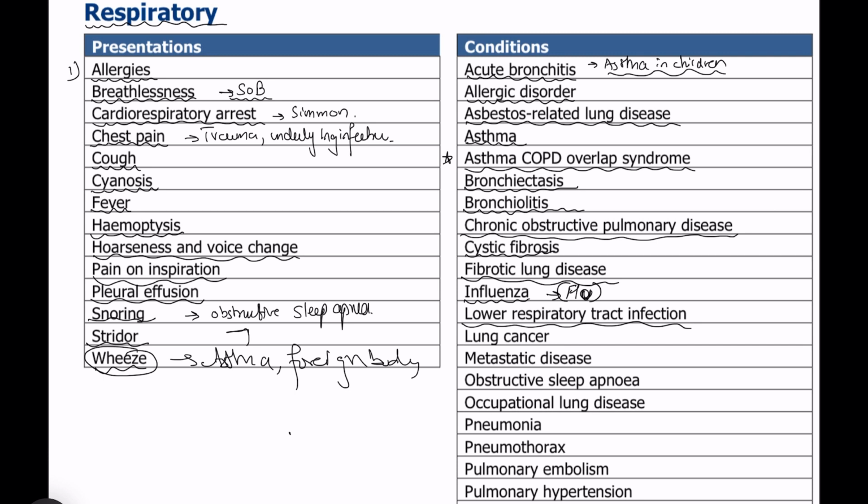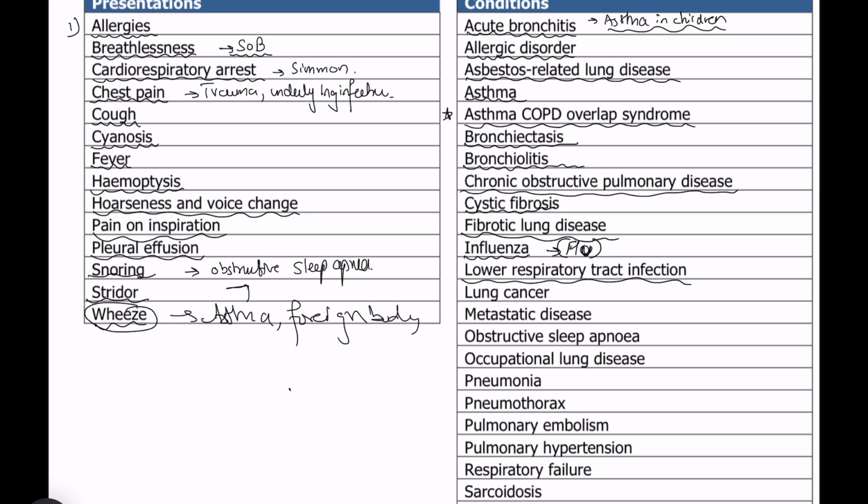Now, the difference between the lower respiratory tract infection and the upper respiratory tract infection is that in the upper respiratory tract infection, the cough will not be associated with pneumonia or bronchiolitis. It will be simple flu-like symptoms such as sneezing, runny nose, or cough. It will not be associated with pneumonia, bronchiolitis, or any underlying infections.